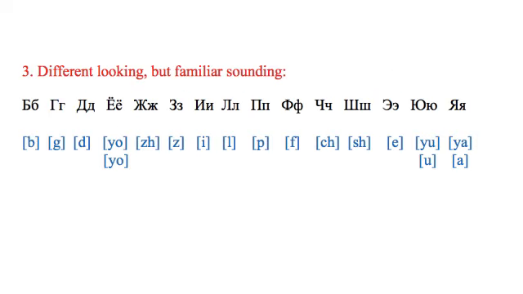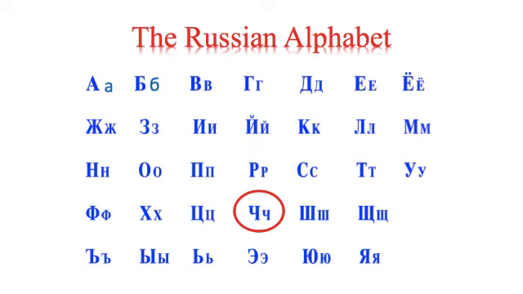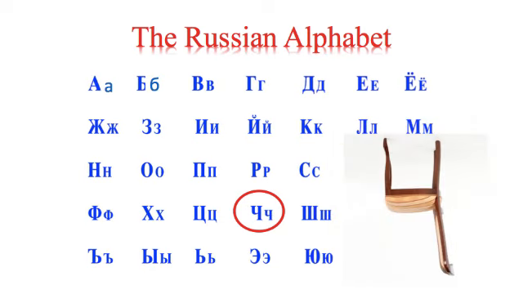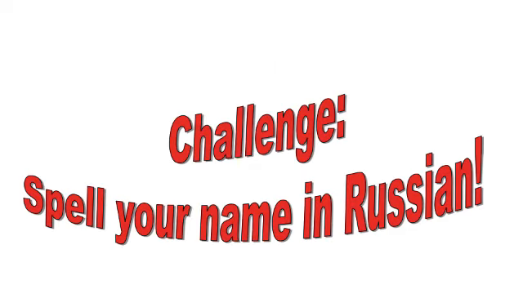To memorize group number 3, I suggest converting each letter into an image and link it to an image for the sound. For example, chair looks like an upside-down chair. Another way to memorize letters is practice. Let's do a challenging task. Please write your name in Russian.